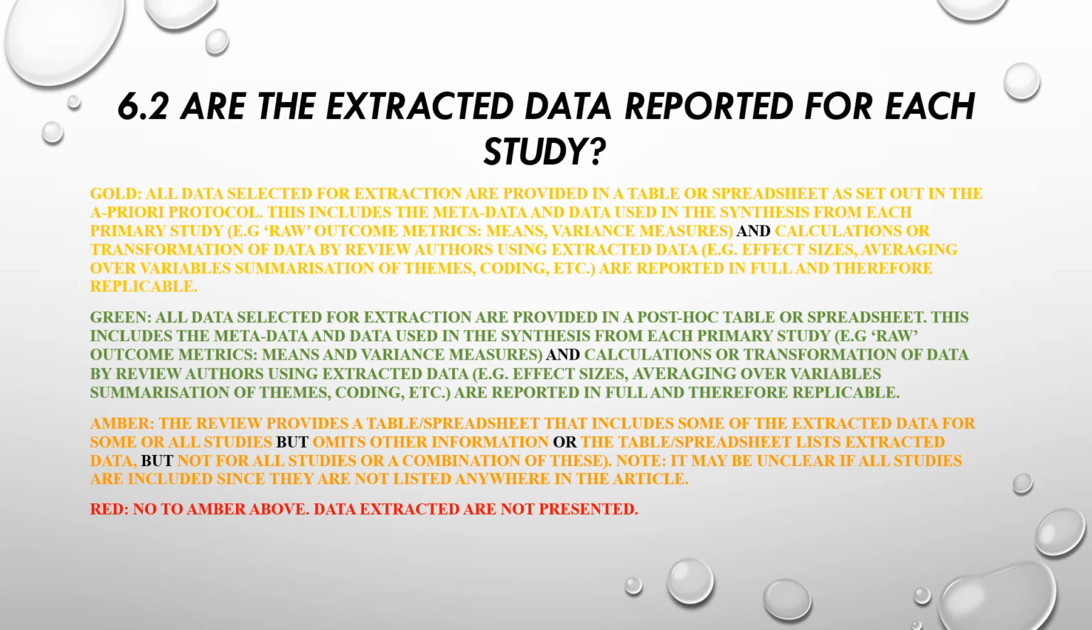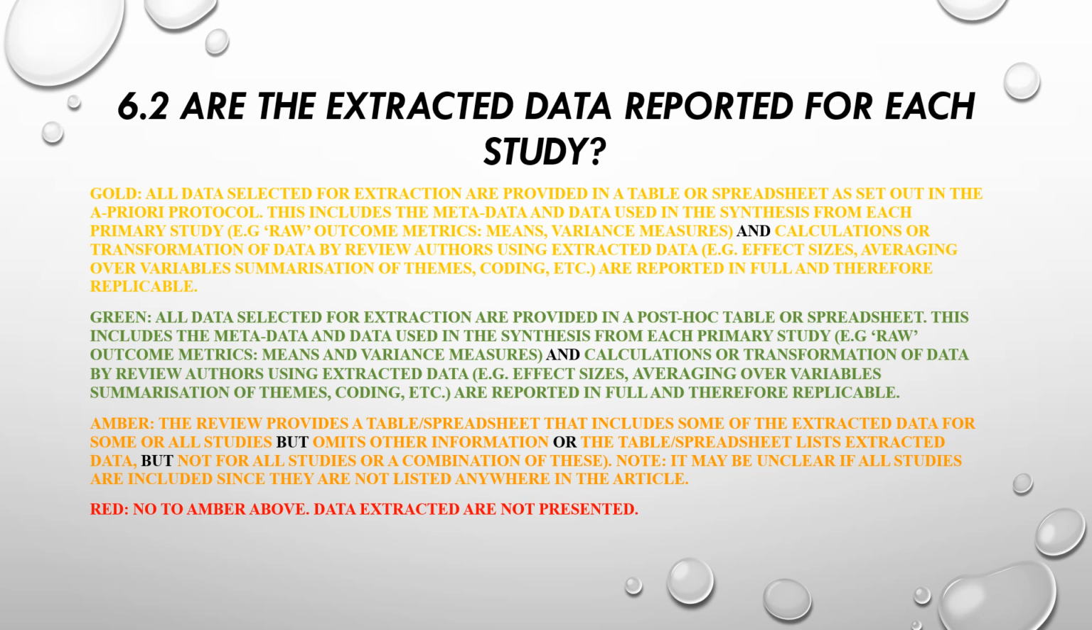So for 6.2, gold is awarded if all data selected for extraction are provided in a table or spreadsheet as set out in the protocol. This includes both metadata and the data used in the synthesis for each primary study. For example, raw outcome metrics such as means and variances. In addition, any calculations or transformations of data performed by review authors are fully reported and therefore replicable.